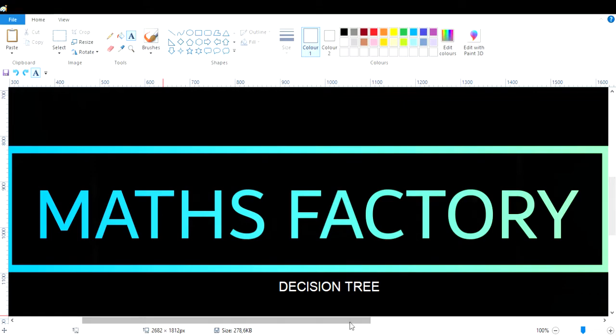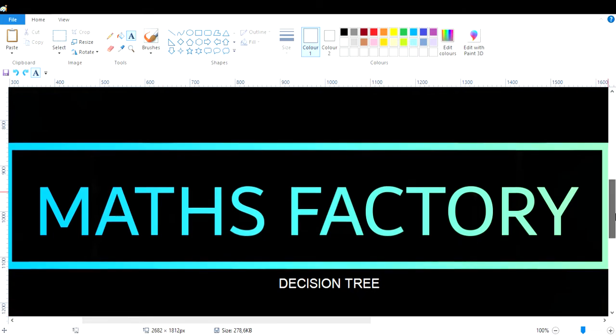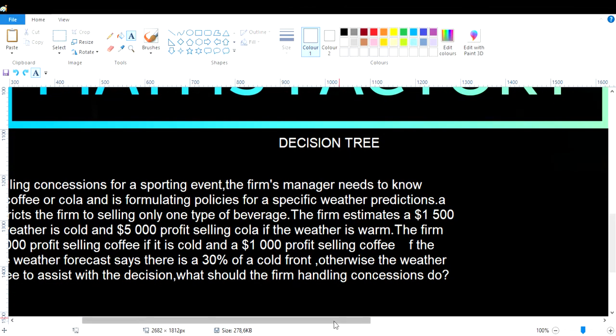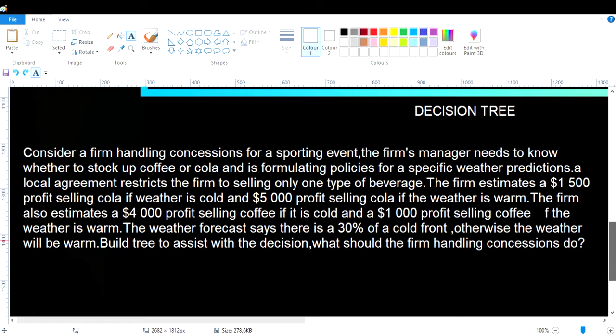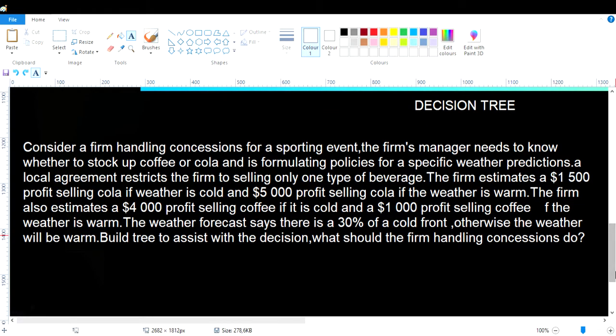In this video, I'm going to show you how to draw a decision tree. Okay, here is the given statement. I'm going to read the given statement and go ahead and draw a decision tree.